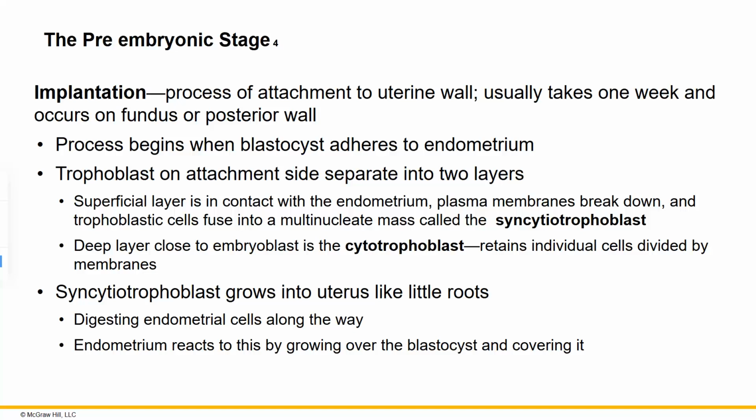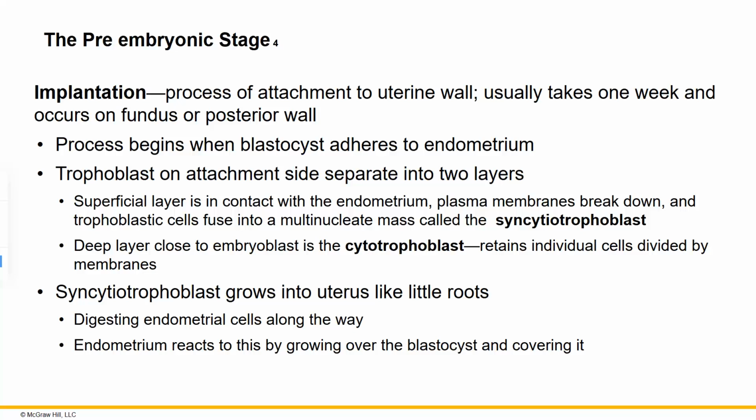Implantation is the process of attachment to the uterine wall. It usually takes 1 week and occurs on the fundus or posterior wall. The process begins when the blastocyst adheres to the endometrium. The trophoblast on the attachment side separates into two layers.